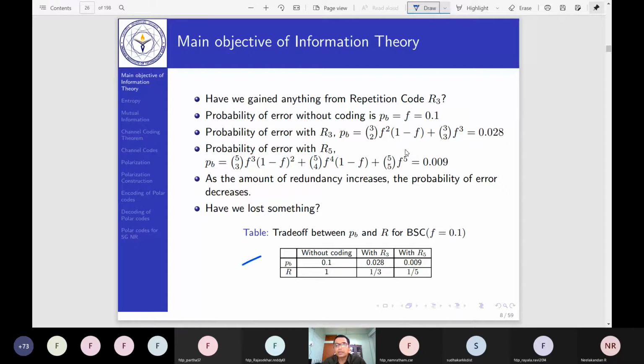So this table shows the probability of error versus rate trade-off. Without coding, the probability of error is 0.1 and the rate of transmission is 1. With R3, the probability of error is 0.028, and the rate of the code has reduced from 1 to 1 by 3. With R5, the probability of error has improved to 0.009, and the main concern is that the rate of the coding scheme has reduced to 1 by 5. Okay.